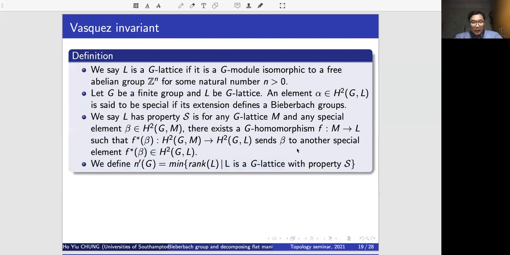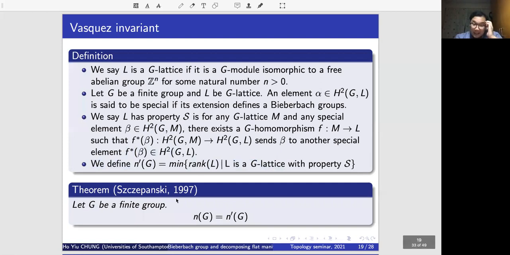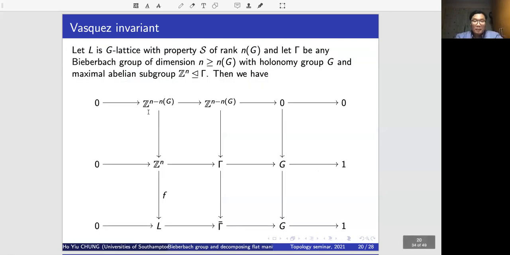And in 1997, Szymanski proved that if G is a finite group, then the definition is the same. If you use the theorem by Vaquers, the value that you get is the same as what we define here. So yes, all right. Maybe a picture first, to see what it is basically doing.